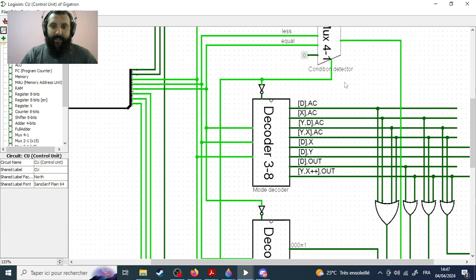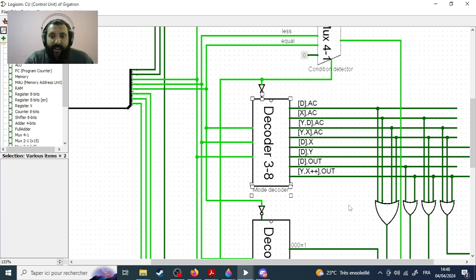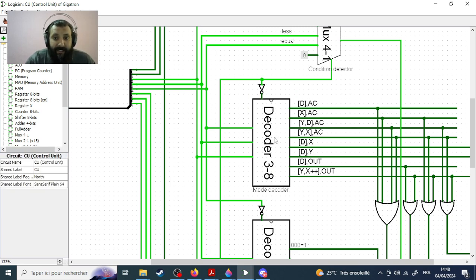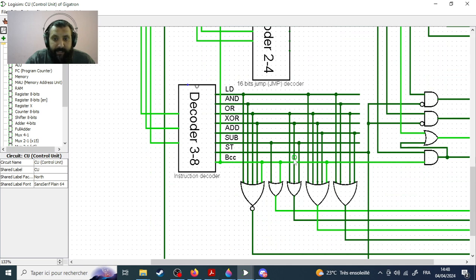We can try it here. Just understand that. Here we have 0. This means this one is deactivated. We can see the input is 7. Normally, this one is activated. But we have 0 on the enable input, which means that this whole device is deactivated. Why is it deactivated in this case? Because we are using the BCC instruction.